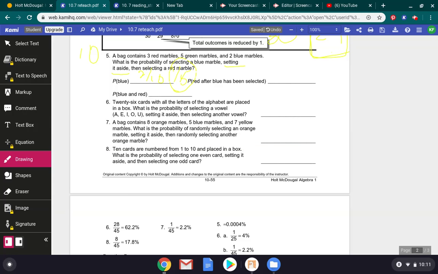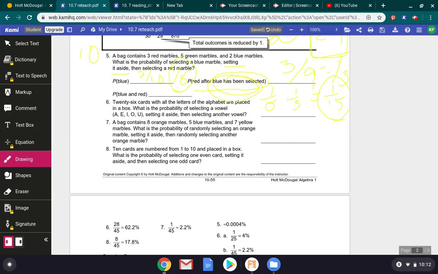Now it says selecting a red after the blue has been selected. We're setting aside this marble, we're not replacing it. So selecting a red would be 3 out of, now we didn't place that blue marble back, so in my bag I only have 9 marbles to choose from. I'm going to simplify because I always like working with smaller numbers, but if you're using a calculator, it doesn't matter. Now we take the 1/5 times the 1/3, and the probability of selecting a blue and then a red is a 1 out of 15 chance. It would be the same thing if you took 2/10 and multiplied it by 3/9.